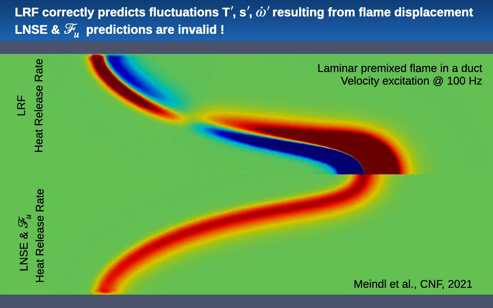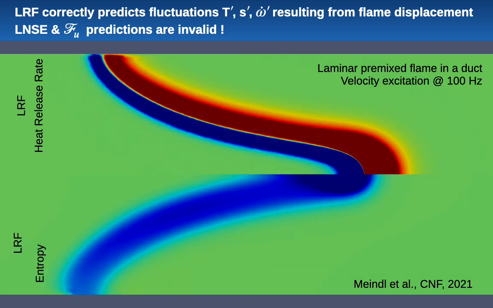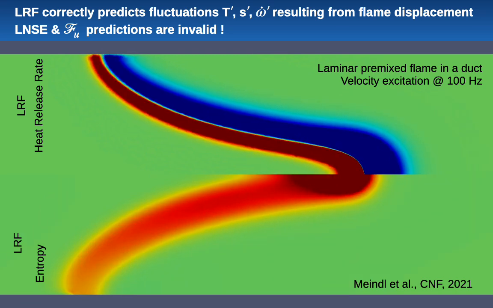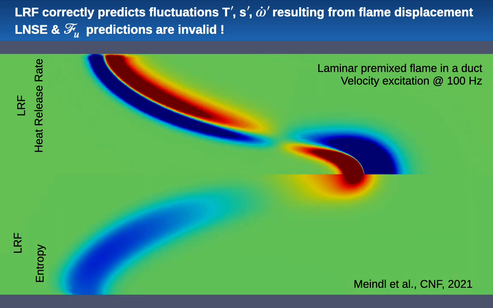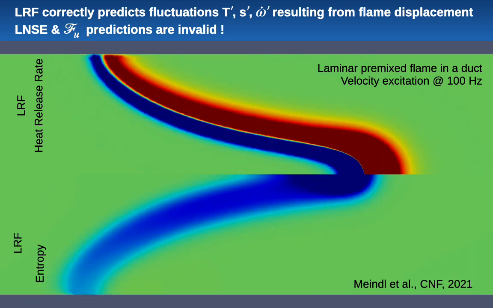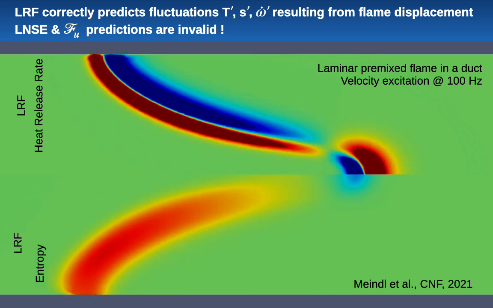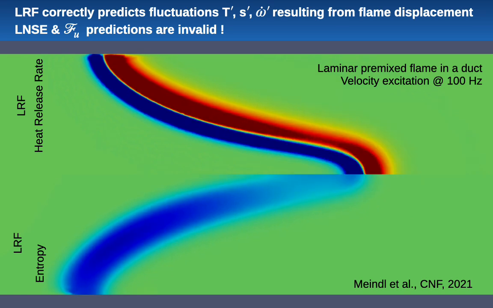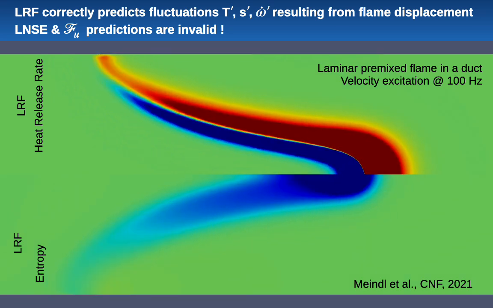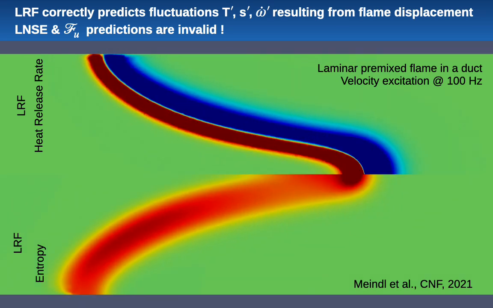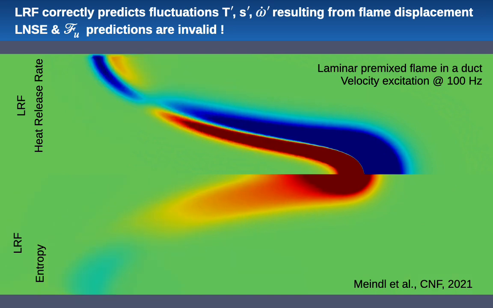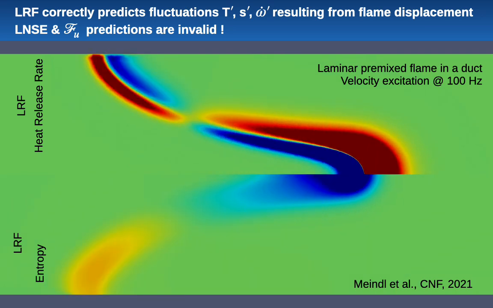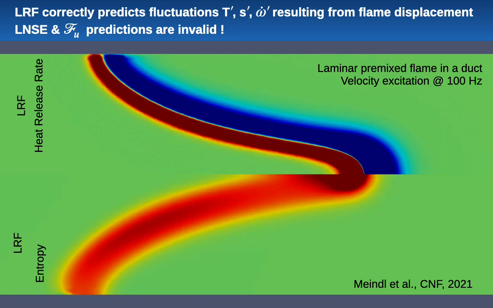Now, what are the consequences for entropy? Well, here you see results for the LRF. So the top picture has not changed. That's just heat release and wrinkles. And for entropy, lower half, we see there is a lot of entropy generation and annihilation in the flame region. But the entropy downstream of the flame does not fluctuate. This flame does not generate entropy waves. And indeed it shouldn't, right?